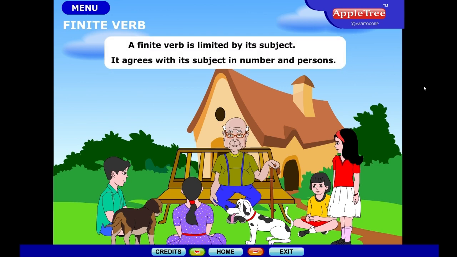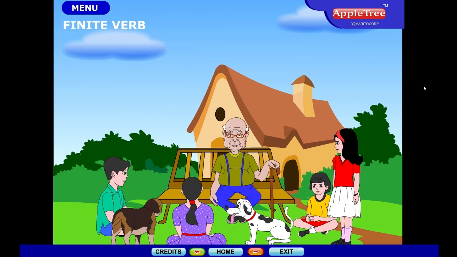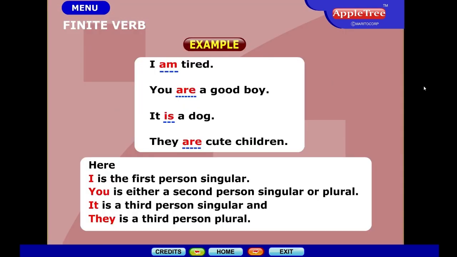A finite verb is limited by its subject. It agrees with its subject in number and person. If you look at the following examples, you can see the underlined verbs change according to subject. I am tired. You are a good boy. It is a dog. They are cute children.